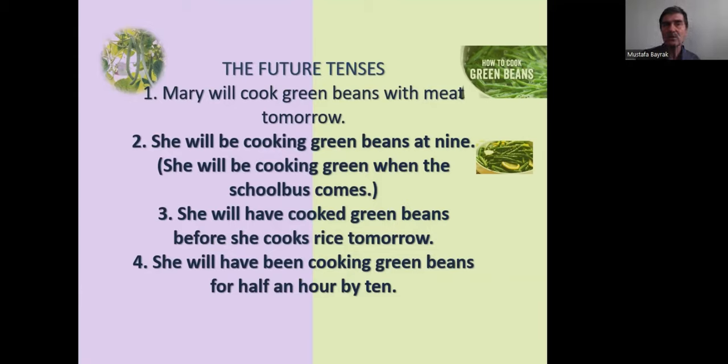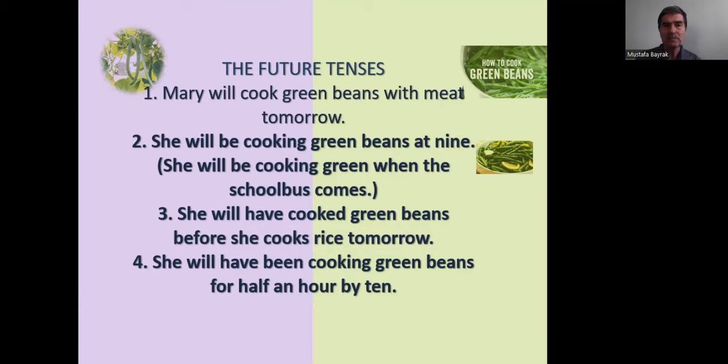Okay. So we can also make it with can, and the structure is the same. Verb one, cook. It doesn't become cooking, it doesn't become cooks, cooked, etc. Cook remains the same. Mary must cook green beans. Mary may cook green beans, etc. Mary will cook green beans with me tomorrow.